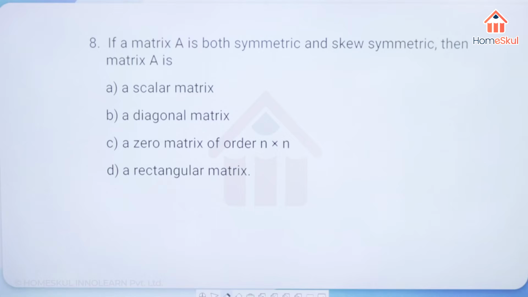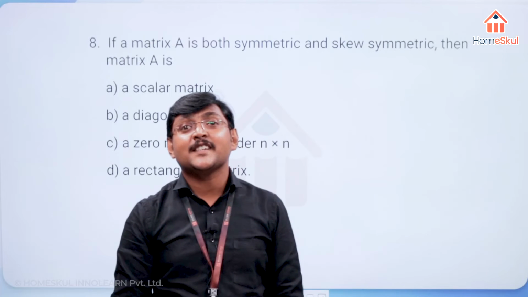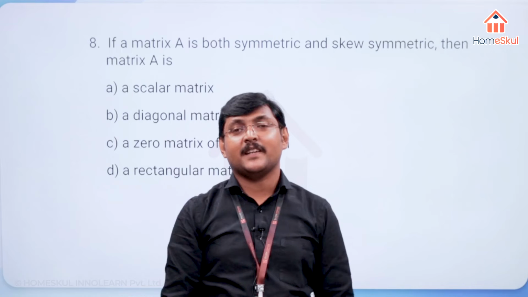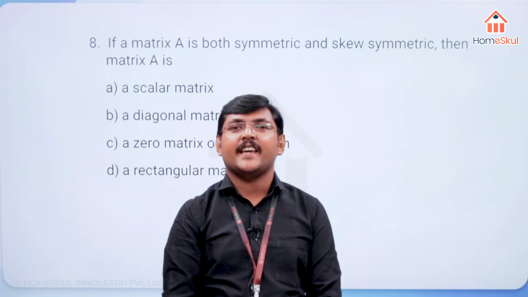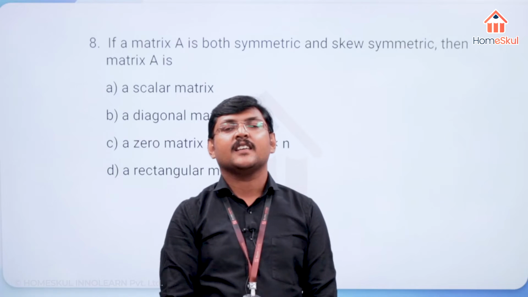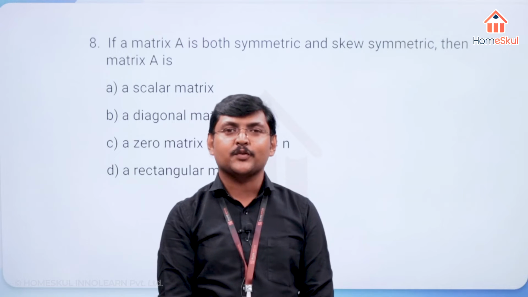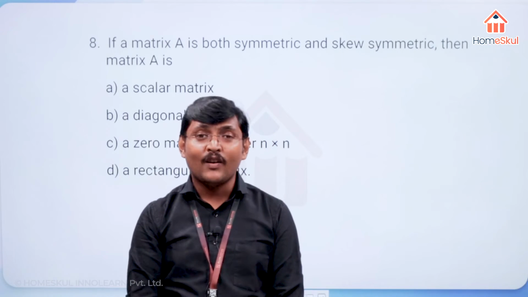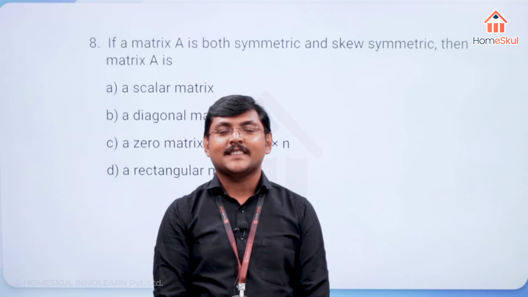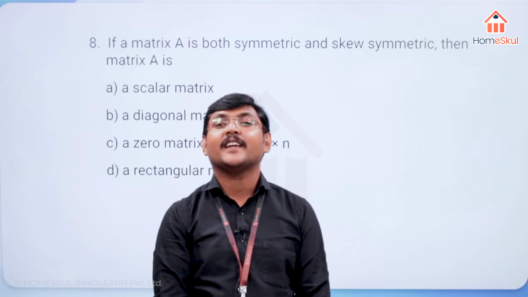Okay, let me explain. Listen. If a matrix A is both symmetric and skew symmetric, then matrix A is. That means they are considering a matrix and saying the condition. First of all, we should understand the difference between symmetric and skew symmetric. As I explained in the introduction frame, symmetric matrix means on taking the transpose of a given matrix you need to get the same matrix.